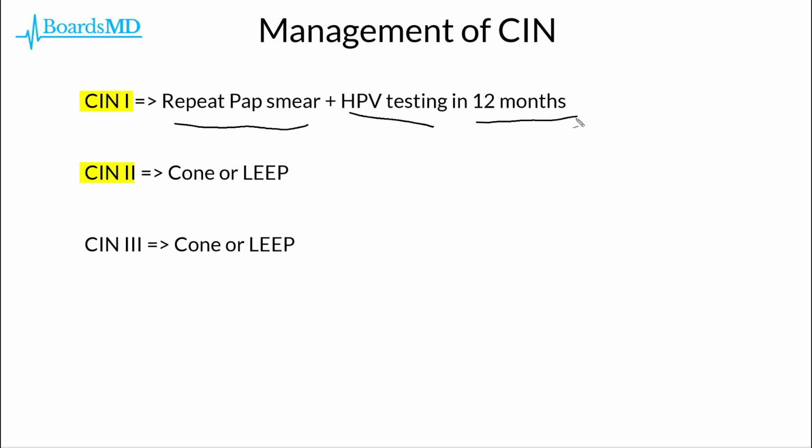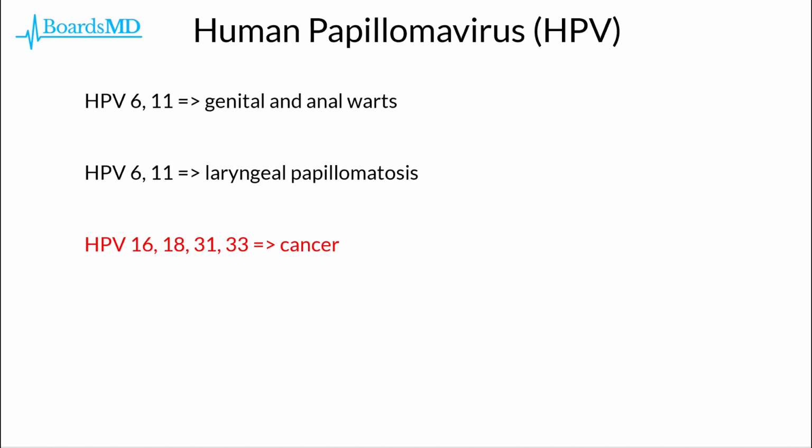In the case of CIN2, we can perform a cone biopsy or a LEEP procedure, and similarly in the case of CIN3, we should also perform a cone biopsy or conization or a LEEP procedure. As in both CIN2 and CIN3, we are much more concerned in terms of these being more serious lesions.